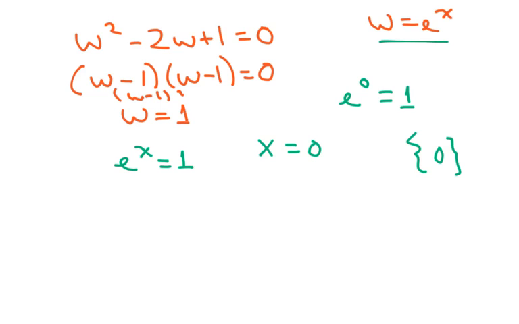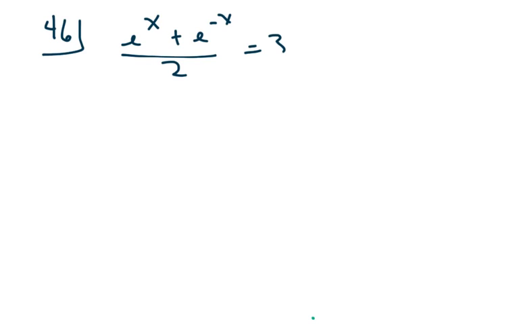Alright, let's do another set. Let's do 46, and I'm going to go a little faster on this one. E to the x plus e to the negative x over 2 equals 3. First step, cross multiply. So we get e to the x plus e to the negative x equals 6.